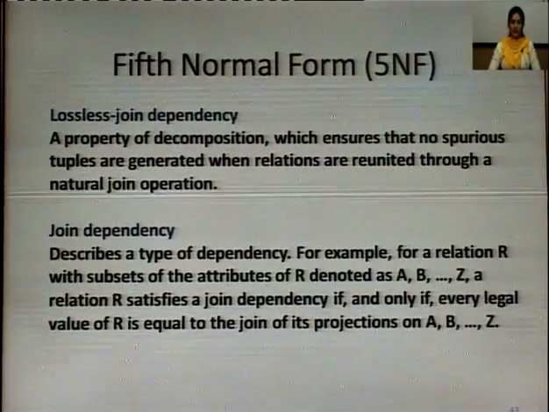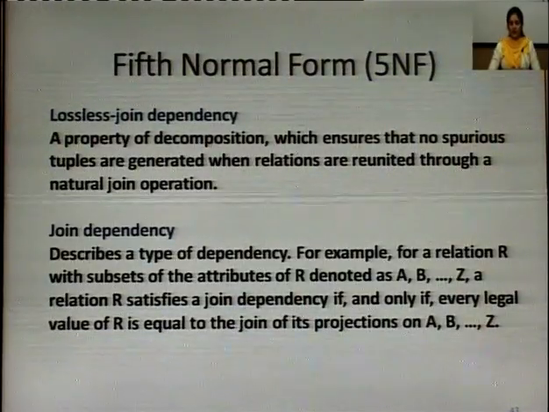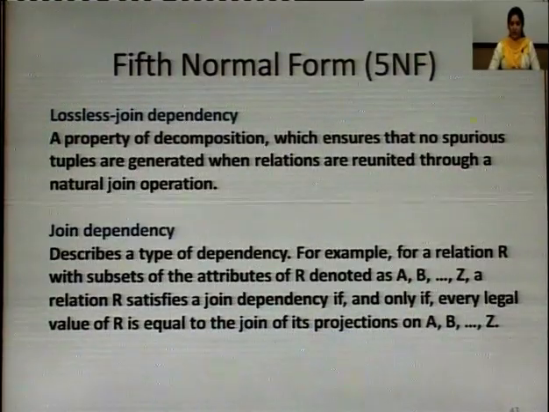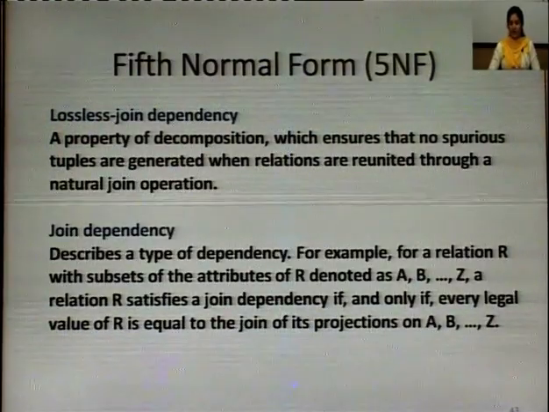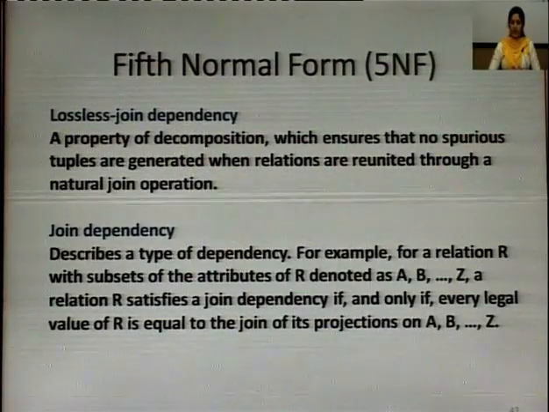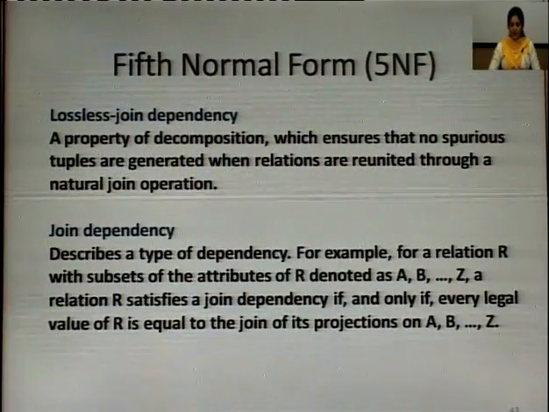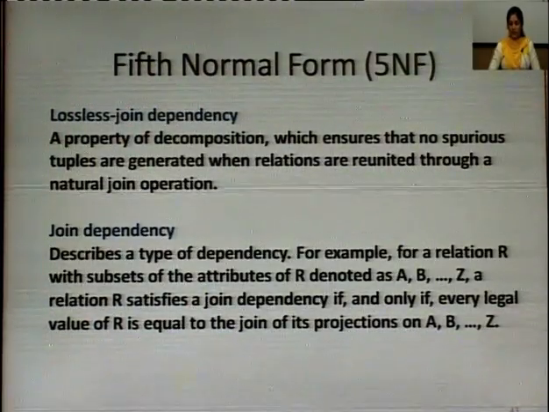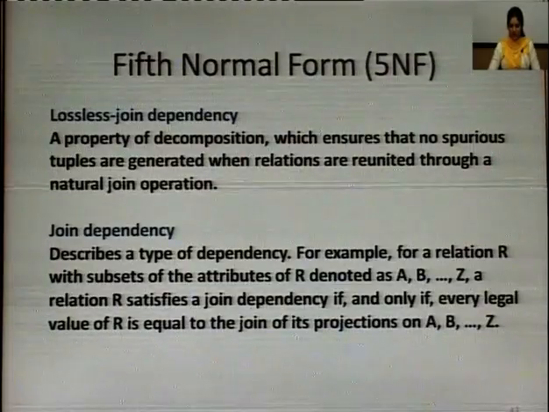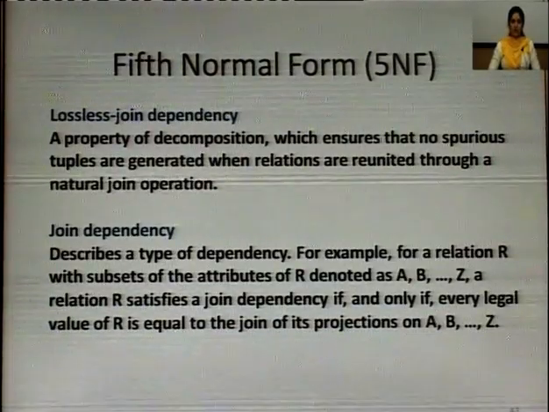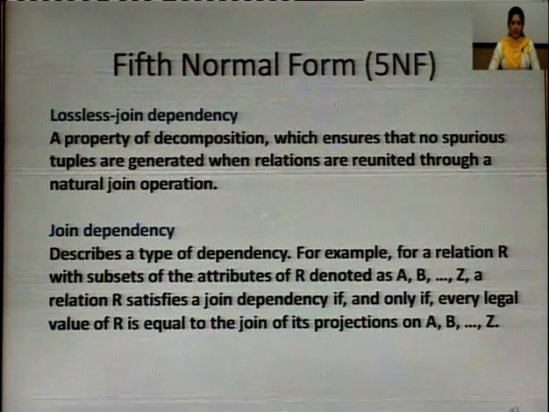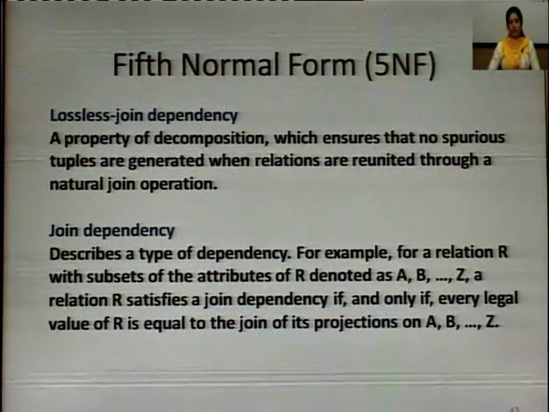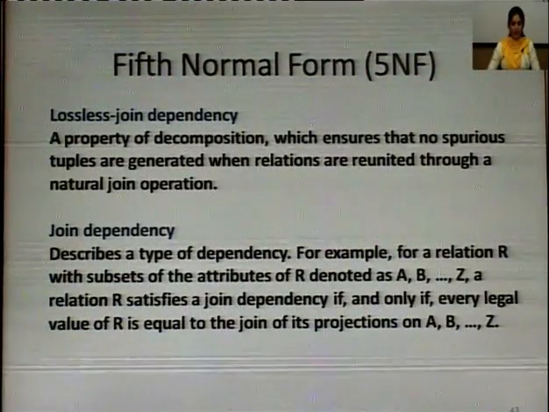And the join dependency describes a type of dependency. For example, for a relation R with subsets of the attributes of R denoted as A, B and Z, a relation R satisfies a join dependency if and only if every legal value of R is equal to the join of its projections on A, B and Z. So whenever you are joining two tables with no loss, it is known as lossless join dependency, whereas the join dependency is simply a type of dependency.